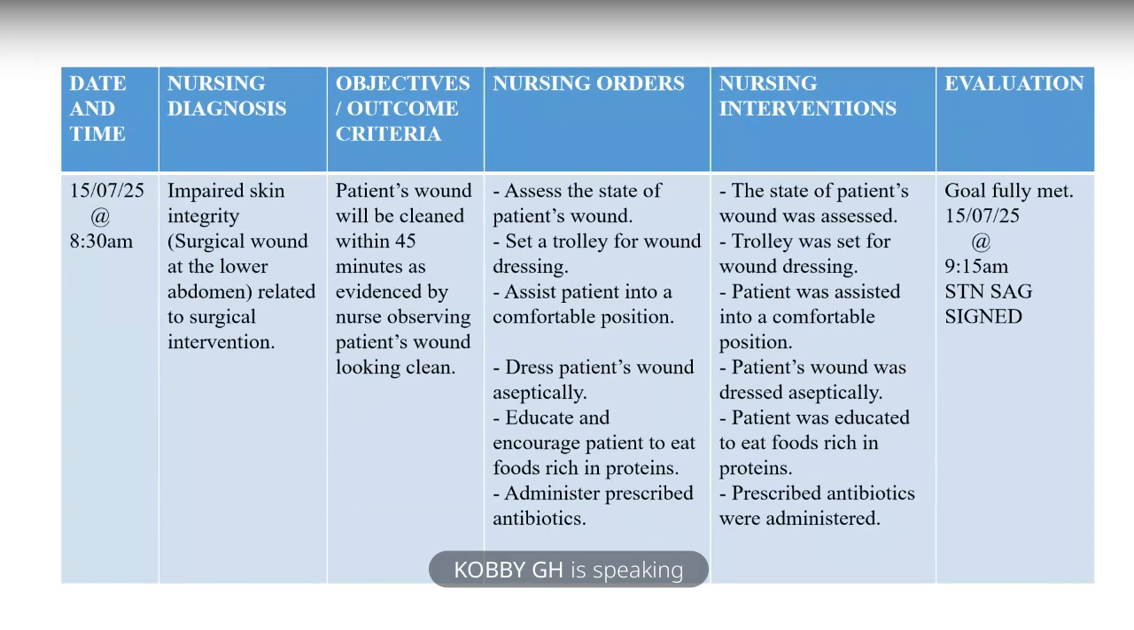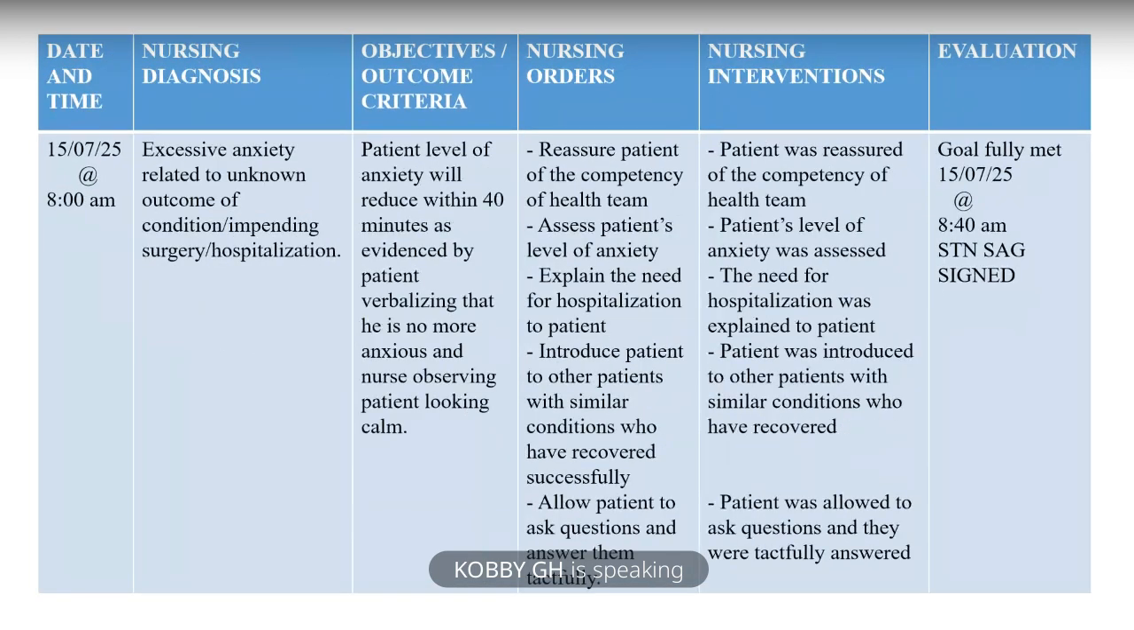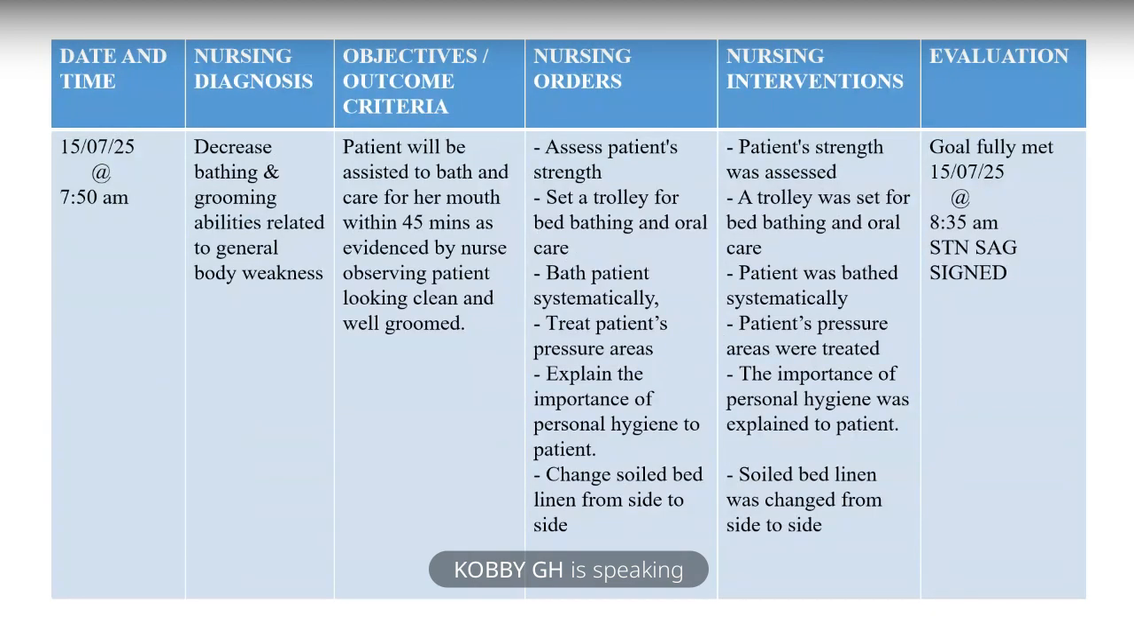All right. I think I touched on the decreased bathing activity. So, patient will be assisted to bath and care for her mouth within 45 minutes. You realize that a 45-minute objective is something you can achieve in a short time, so if we are seeing goal fully met, it's logical. But if you are having something like patient will be assisted to bath throughout hospitalization, of course, once we are using throughout hospitalization, it's not something you can achieve that same day. So we should see goal partially met there. Do you get it? Great.